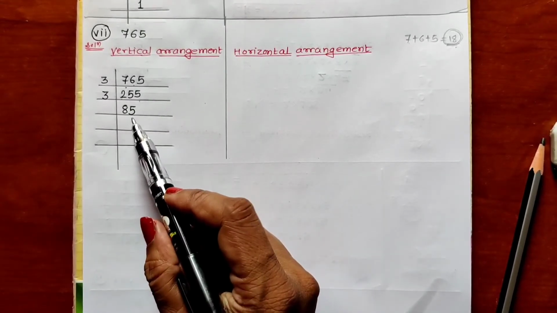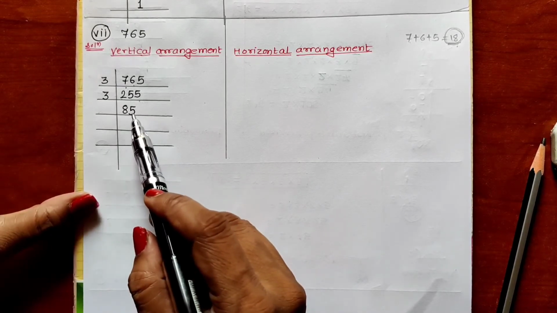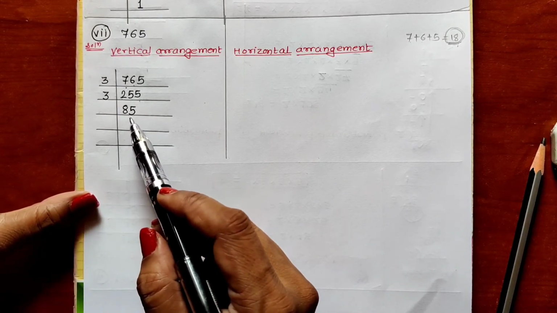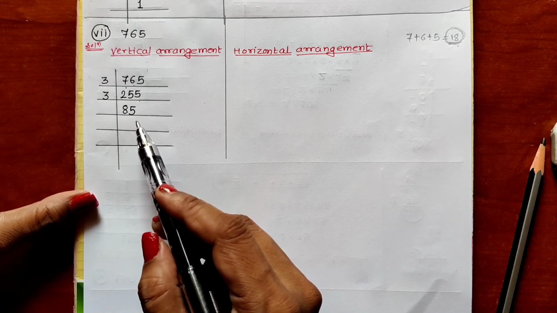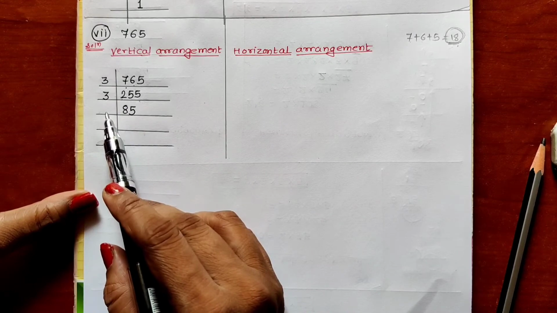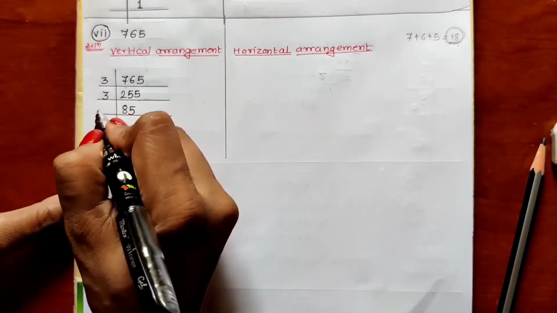Again 5 is there in the unit place. Let us check the divisibility of 3. 8 plus 5 is 13, and 13 is not there in the table of 3. It is not divisible by 3. So now 3 will not be the factor. Now 5 is there in the unit place, so 5 will be the factor.